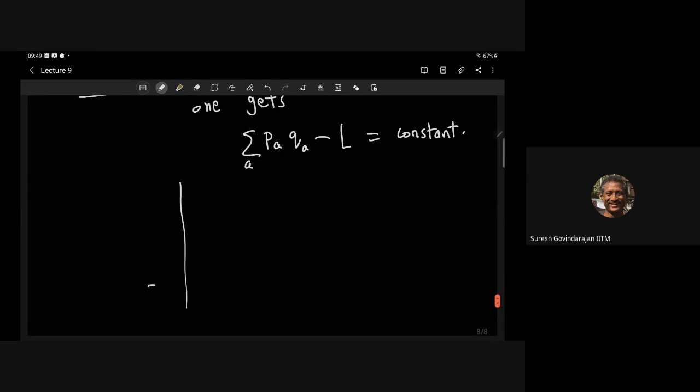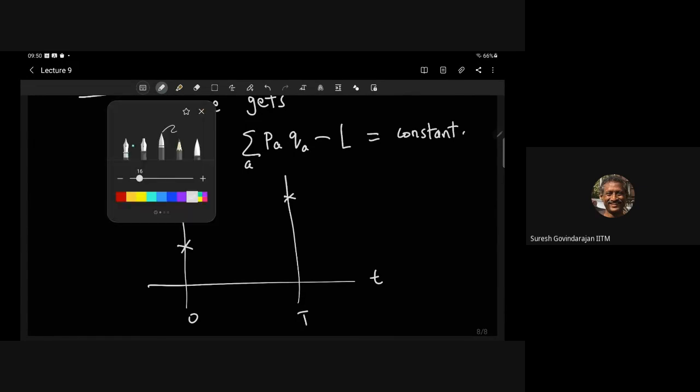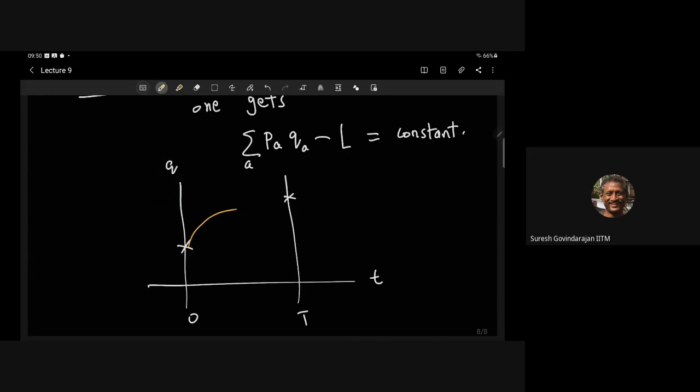So let me draw a picture. Let's say this is q and t, and this is 0. Let's say this is T, and let's say that you are given these two values. You don't know anything else, right? What I mean by giving time evolution is to give the precise curve which solves the equation of motion. So you have to give me this curve. This curve is not given to you.